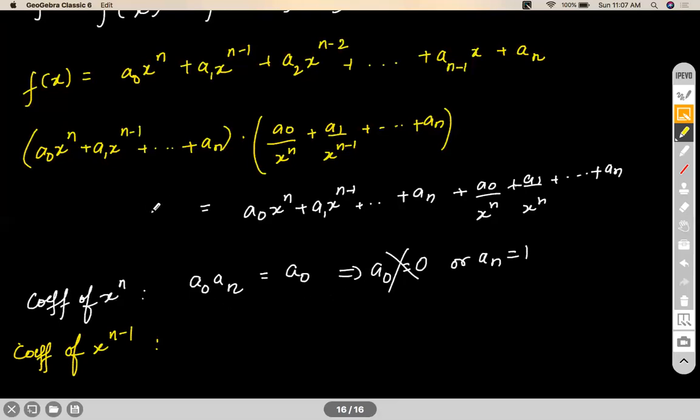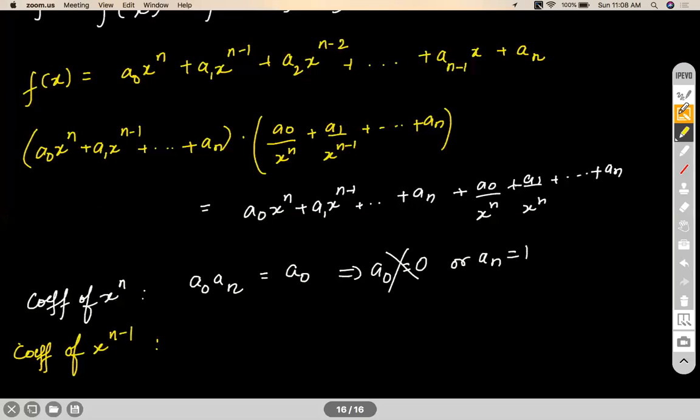What do we get on the left side? Which term will contribute to x to the power n minus 1 terms? Yeah, sorry, I was thrown out of the call. Yeah, can you see my screen now?